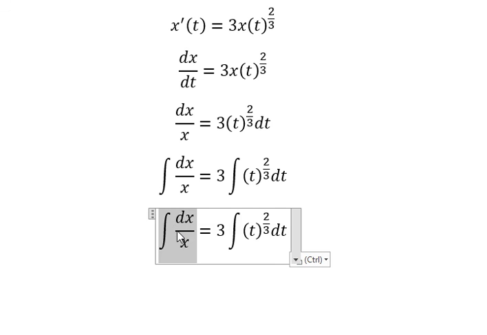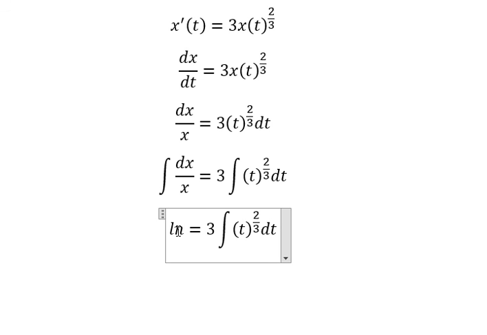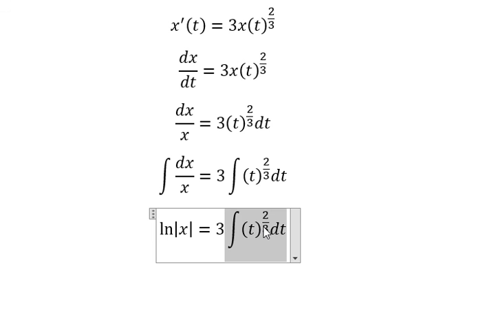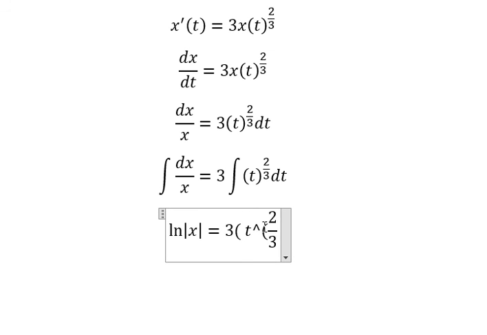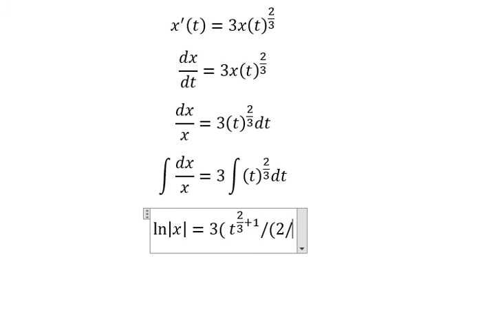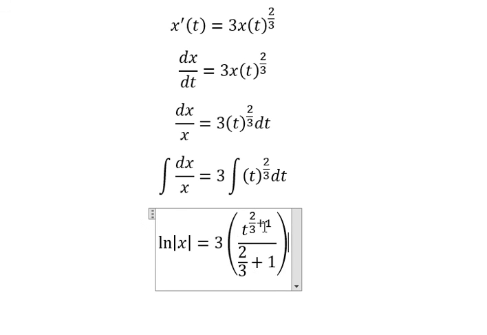The integration of this one, we have ln of the absolute value of s. The integration of this one, we have t to the power of 2 over 3 plus 1 over 2 over 3 plus 1, and we put c.